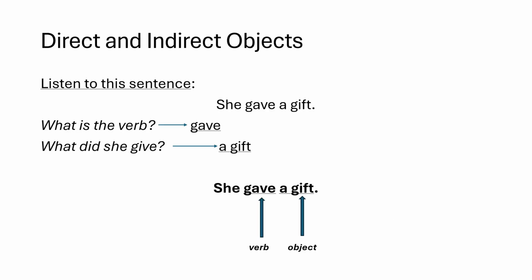Listen to this sentence. She gave a gift. What is the verb? Gave. What did she give? A gift. A gift receives the action. It is the object. Sometimes we give something to someone.